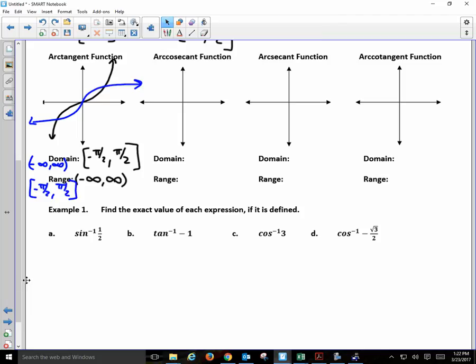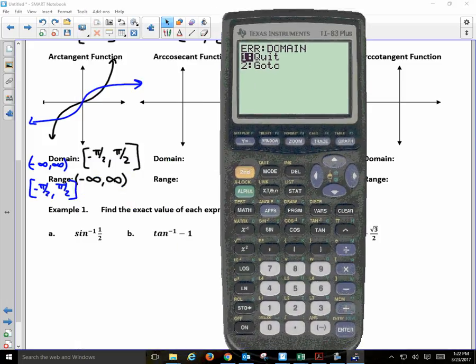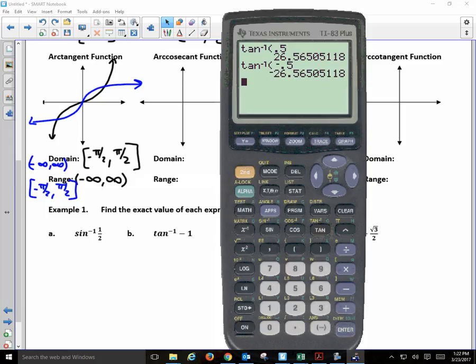Sure, you can put all real numbers. And so what this means is that if you take tangent inverse of 0.5, you get a value. If you go tangent inverse of negative 0.5, you get another value. Do you think I could do tangent inverse of, say, 10? Yeah, you can. Look, the domain of arctan is all real numbers.